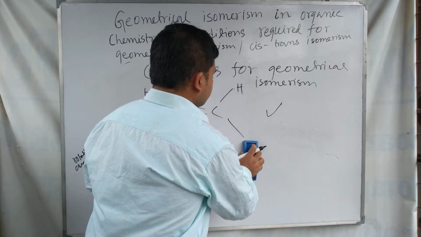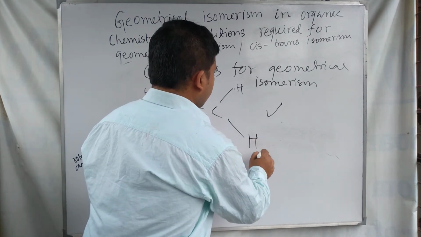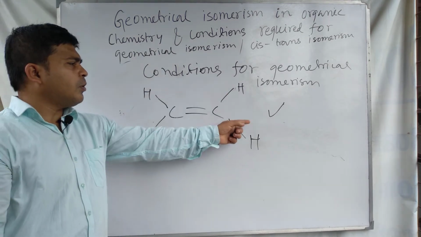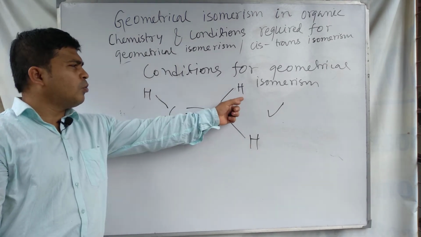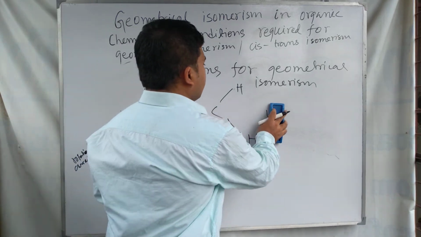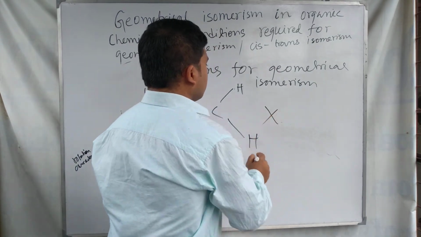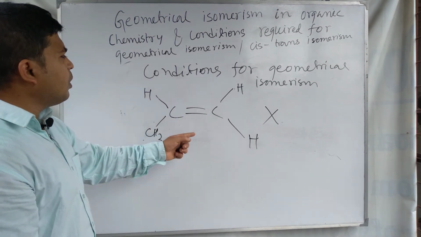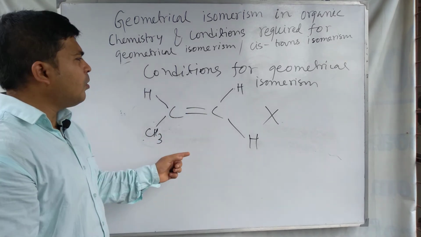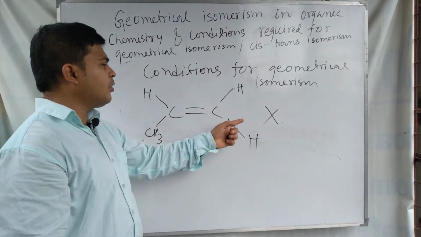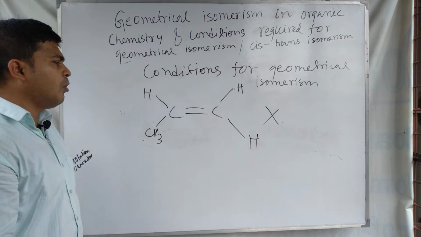And suppose on any of the two carbons of the double bond, similar groups of atoms are present. In that case geometrical isomer is not possible. No geometrical isomer is formed. Geometrical isomers form only if it is AB and AB. Otherwise, for this compound geometrical isomer is not possible.